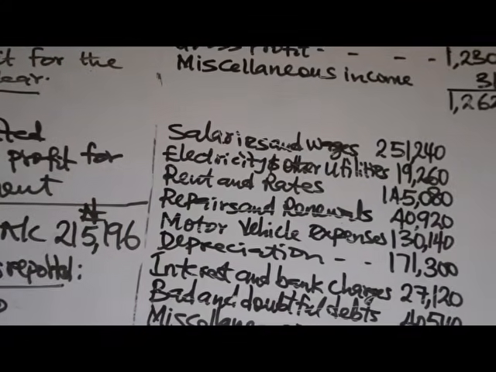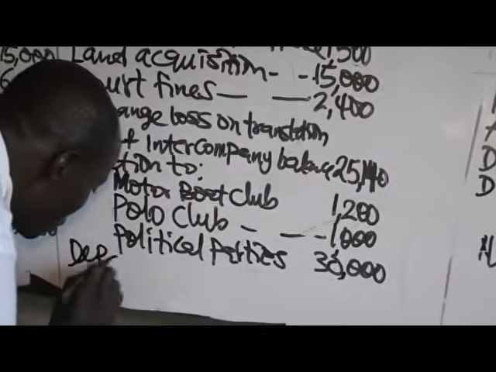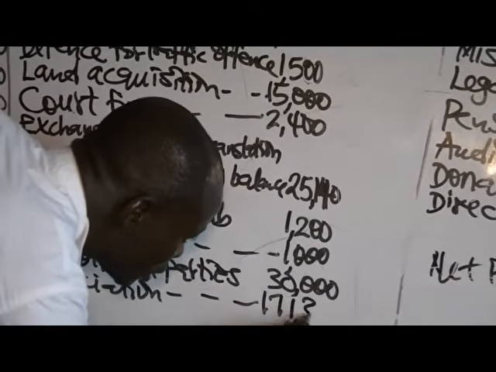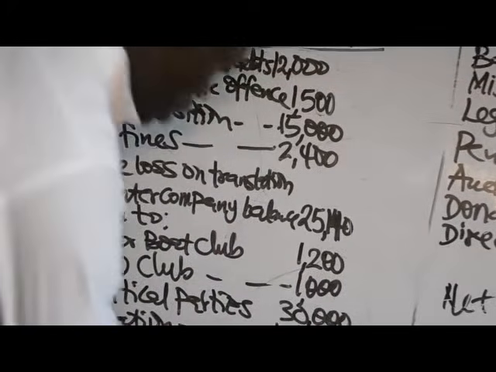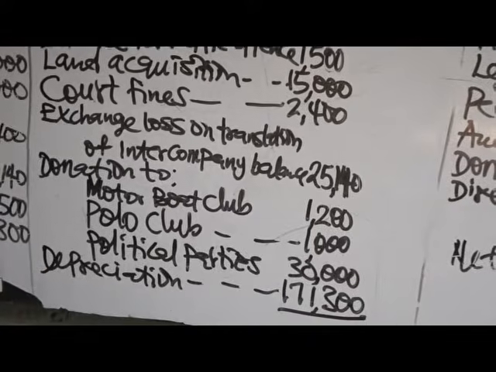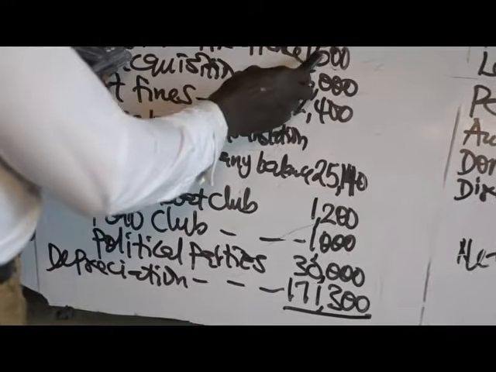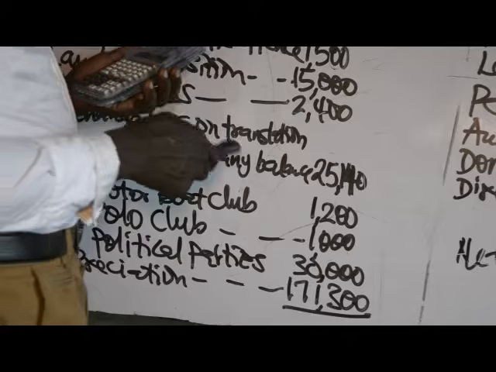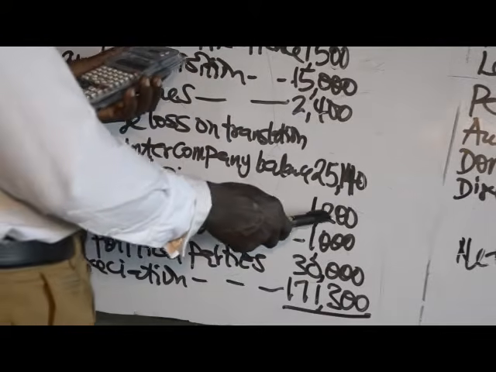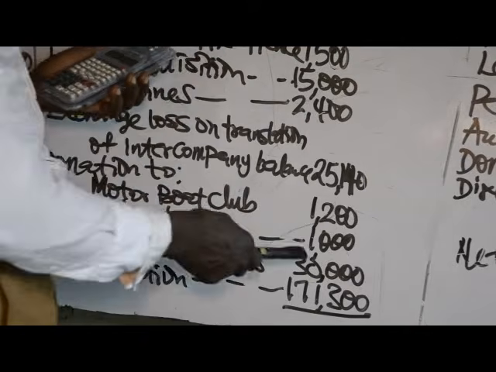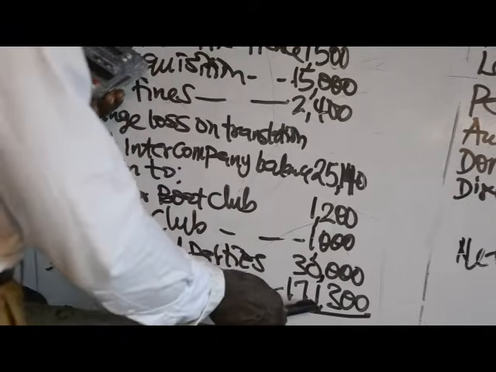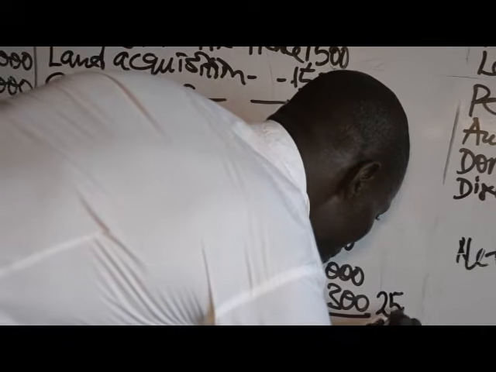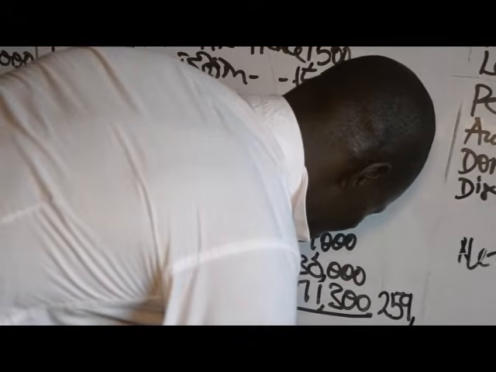Depreciation, I've told you that depreciation is not allowable for tax purpose. So now let's have our depreciation, 171,300. So you now sum up all this. 12,000 plus 1,500 plus 15,000 plus 2,400 plus 25,140 plus 1,200 plus 1,000 plus 30,000 plus 171,300. That is total 259,540.